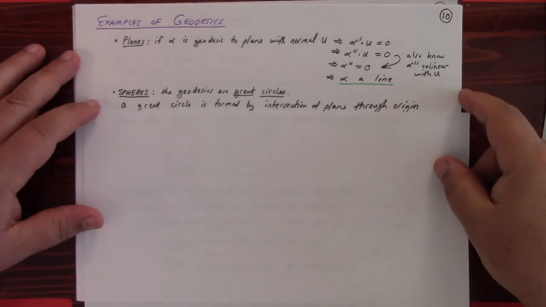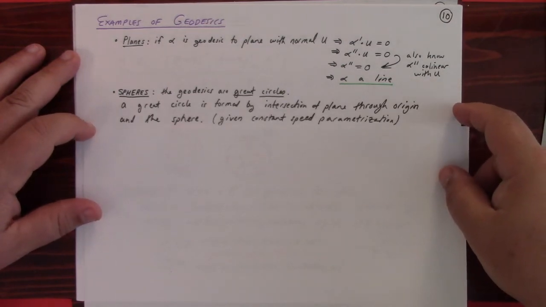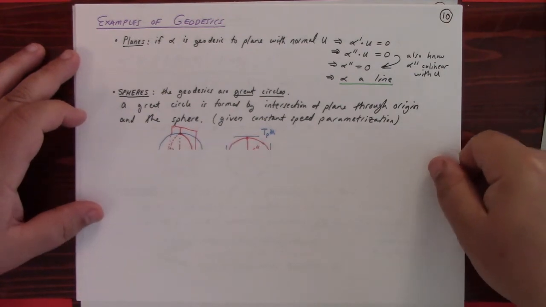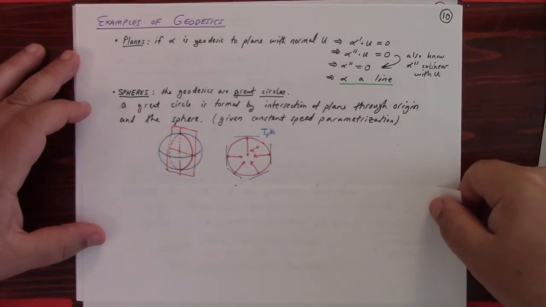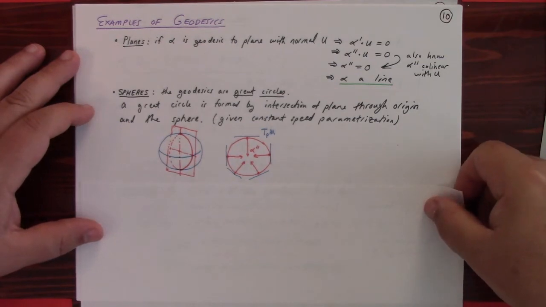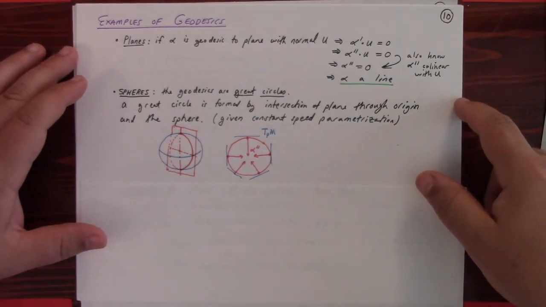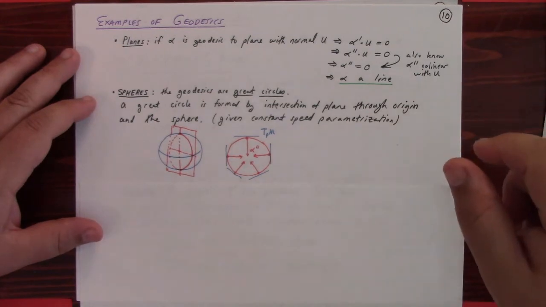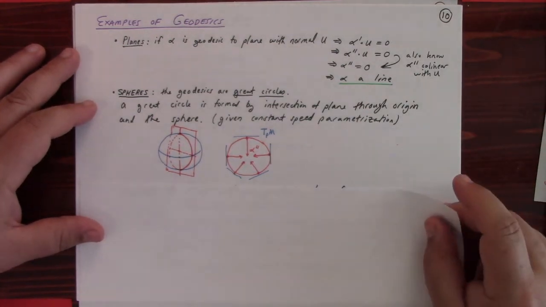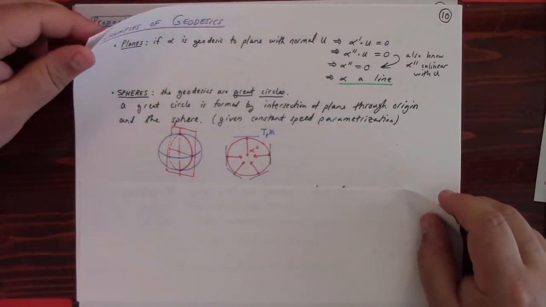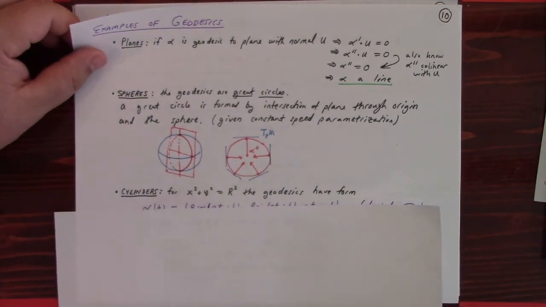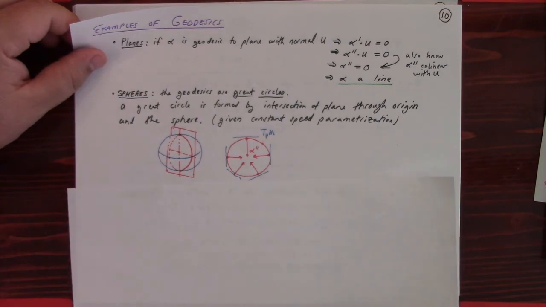All right. Spheres. The geodesics are great circles. A great circle is formed by the intersection of a plane through the origin and the sphere, given constant speed parameterization, of course. That's another kind of funny thing about geodesics. If you reparameterize them to give them non-unit speed, then it's not a geodesic anymore. So the concept of geodesic is not reparameterization friendly. You've got to stick with the given unit speed parameterization if it actually is going to be a geodesic. So here's my attempt at a picture of a great circle on a sphere.